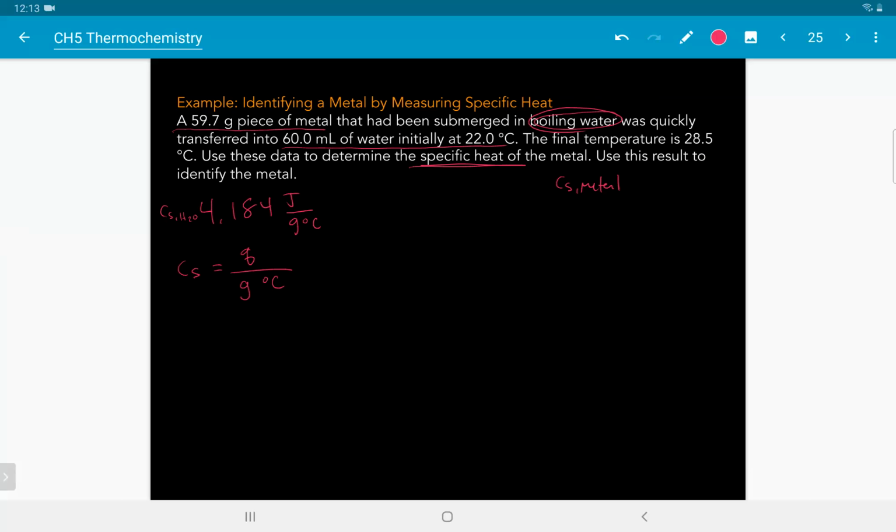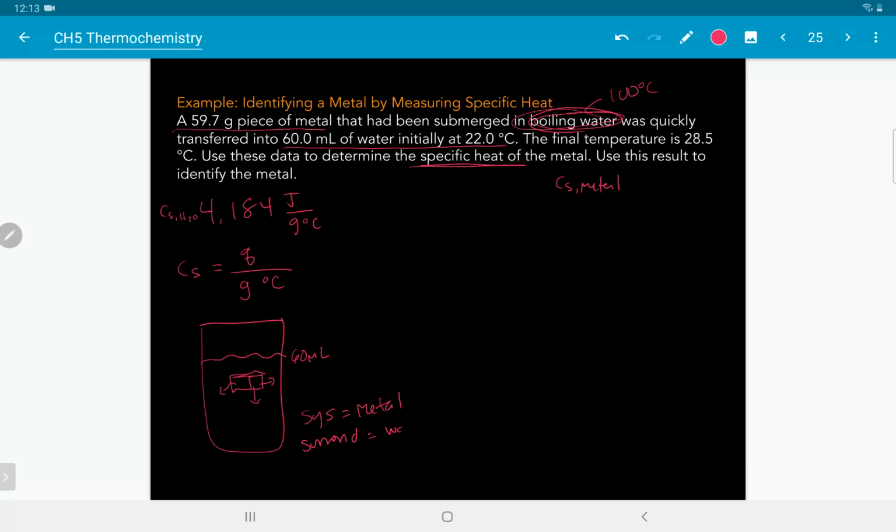And then remember, let's define what's our system and what's our surrounding. So probably we got to think about this as going in a cup, right? I've got 60 milliliters of water. I've got that metal piece that was sitting at 100 in boiling water, so it was at 100 degrees Celsius originally, right? You drop the metal in water, the metal's going to give off heat and heat up the water. So the system is the metal and the surroundings is the water.